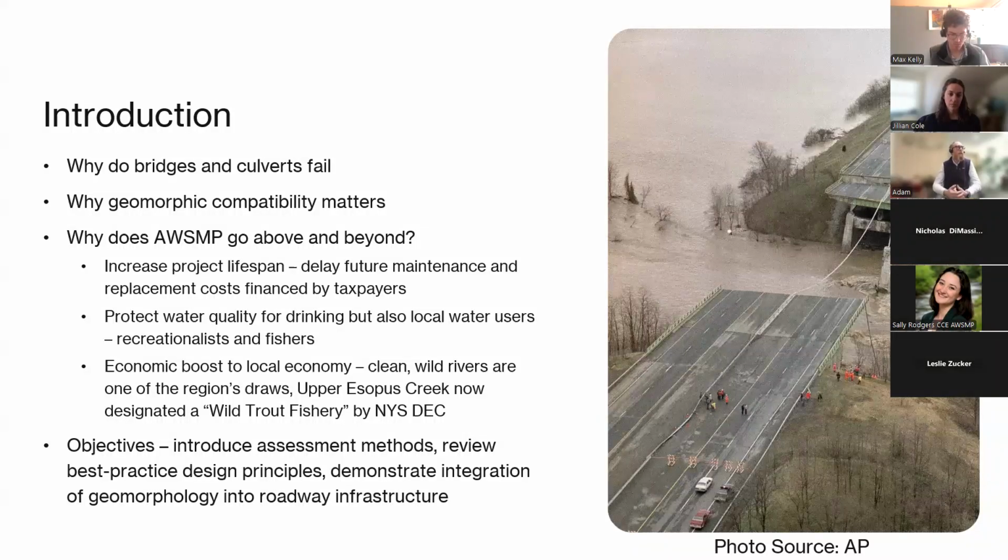And so why does the Ashokan Watershed Stream Management Program go above and beyond? Well, really the goal is to increase project lifespan, delay future maintenance and replacement costs that are financed by taxpayers, protect water quality for drinking, but also local water users, including recreationists and fishery folks, and provide an economic boost to the local economy. So we know that clean wild rivers are one of the region's draws in the Catskills, and the Upper Esopus Creek in particular was recently designated a wild trout fishery.